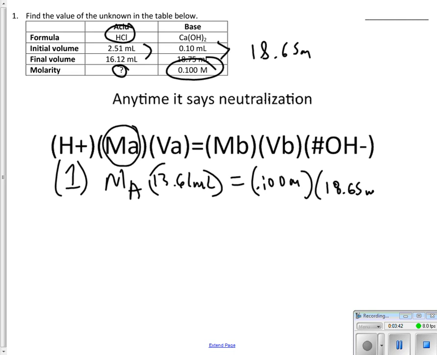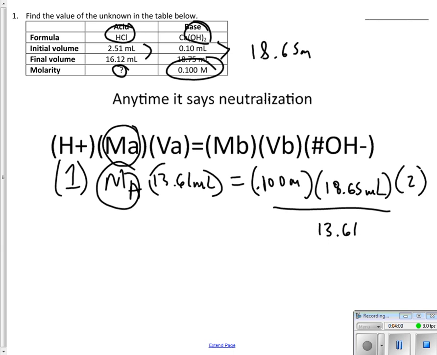Bam. And then how many OHs? That's where you have to be aware on the test. How many H's or OHs? I put a 2 in there, and then you algebraically solve. You're solving for the molarity of the acid, so all you're basically doing is taking 0.100 times 18.65 times 2 and dividing by 13.61 milliliters, and you get your answer.